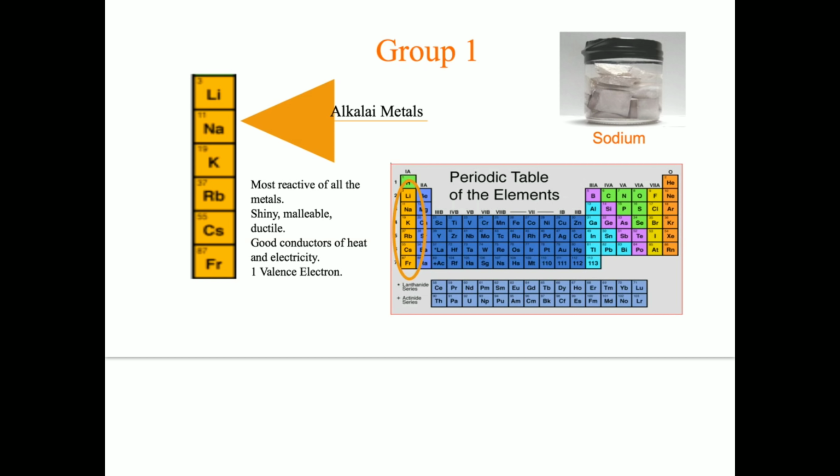Group number 1 is known as the alkali metals. These are the most reactive metals on the periodic table. Please note that hydrogen, a nonmetal, is not part of the alkali metal groups. They will have characteristics of metals, meaning they'll be shiny, malleable, and ductile.